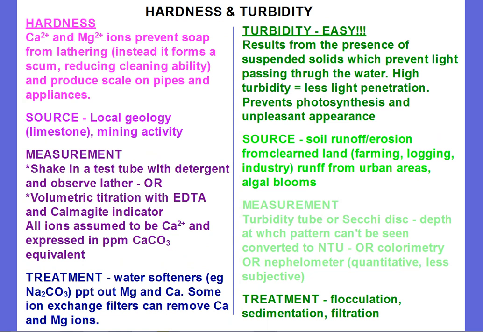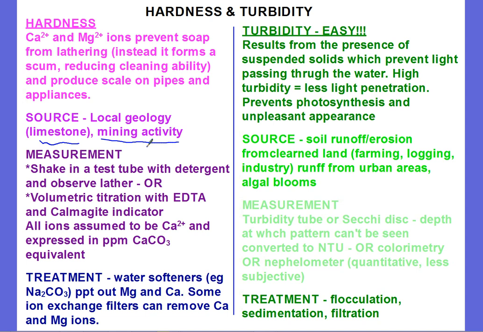Hardness and turbidity come next. Now, hardness is caused by the presence of calcium ions and magnesium ions. They prevent soap from lathering, therefore stop the soap cleaning properly. It also causes scale on pipes and kettles and things. The source of calcium and magnesium ions could come from local geology. For example, if you've got limestone in the area, that'll make some extra calcium ions in the water, or it could be from mining activity releasing these ions into the waterways.